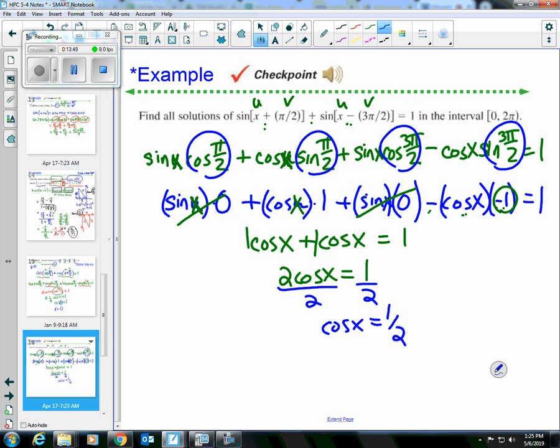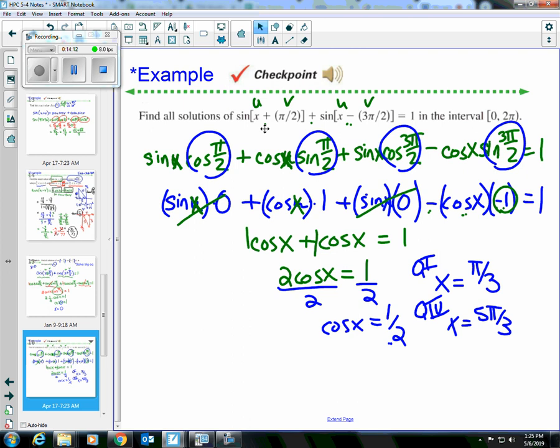So the question is then, for what angles x would cosine be a half? Well, that's a 60-degree reference angle, or pi over 3. That's quadrant 1. What else is cosine positive? It's the x. So that would be quadrant 4. So we need the 60-degree reference angle in quadrant 4, which would be 300, or 5 pi over 3. So again, because it just said 0 to 2 pi, I can just answer those. If they had been all values, then they would be plus 2 pi n. So we have some options there for those.